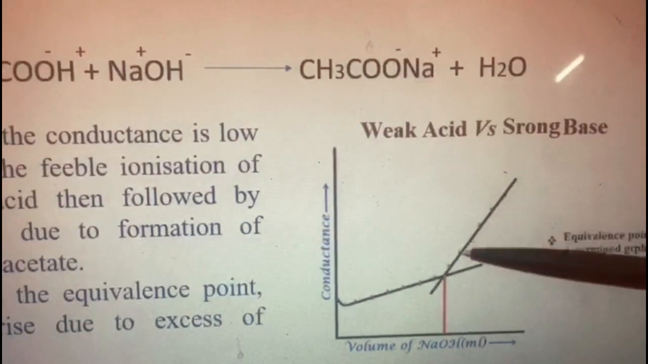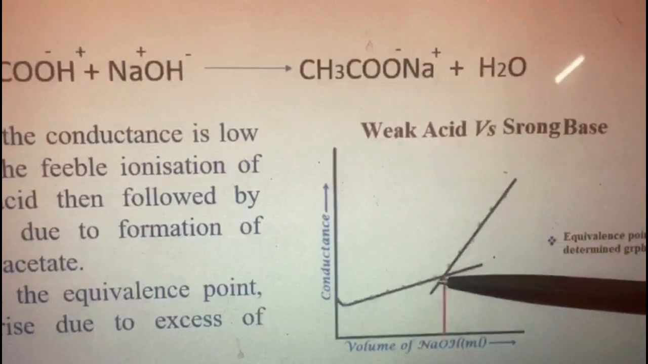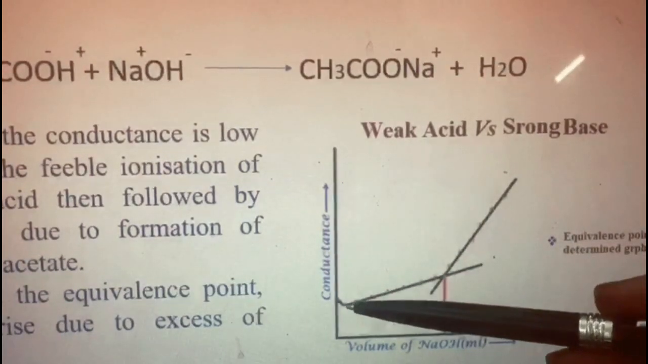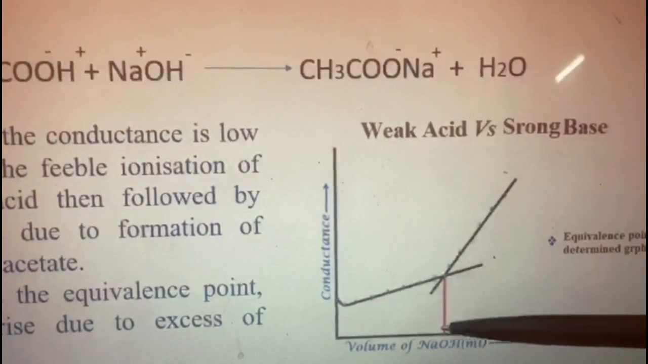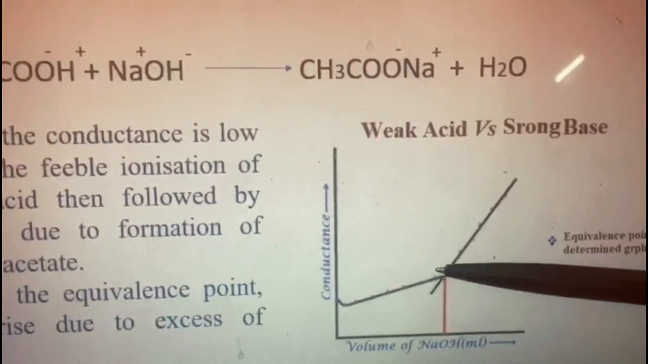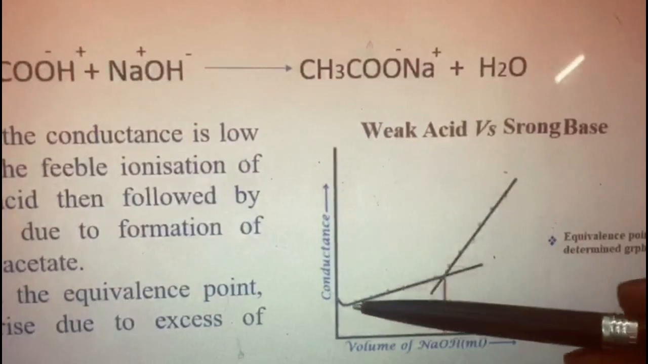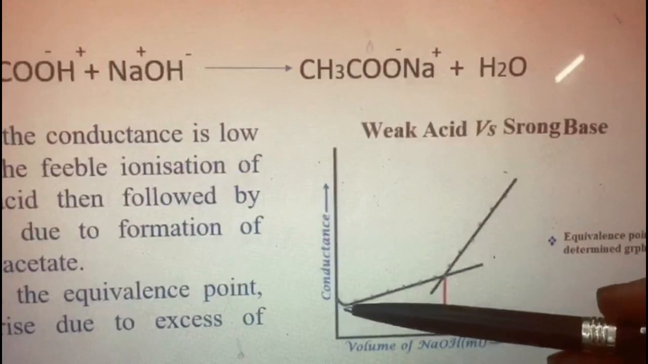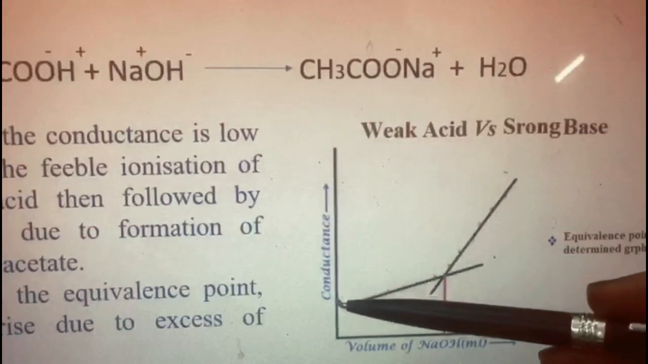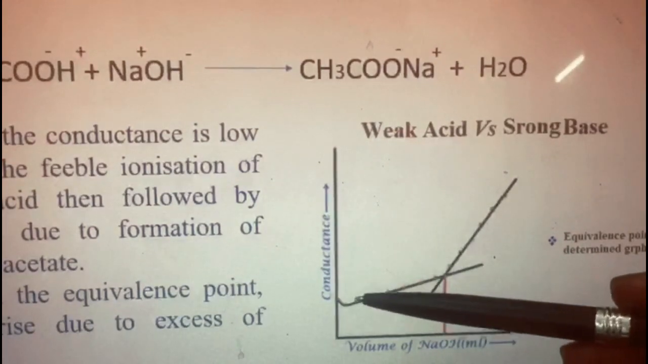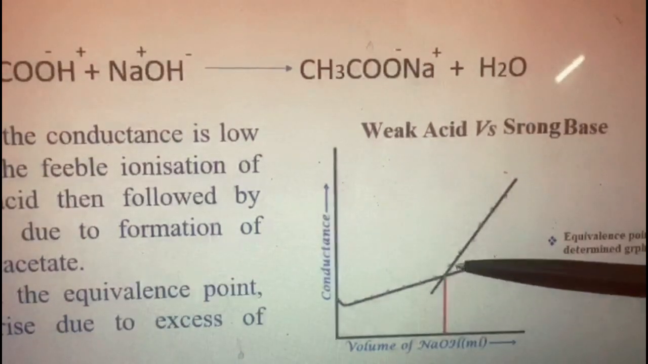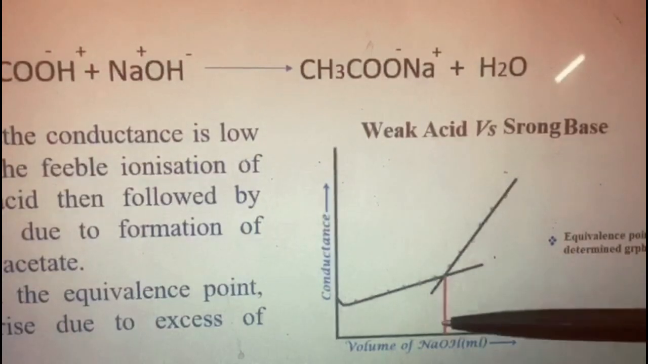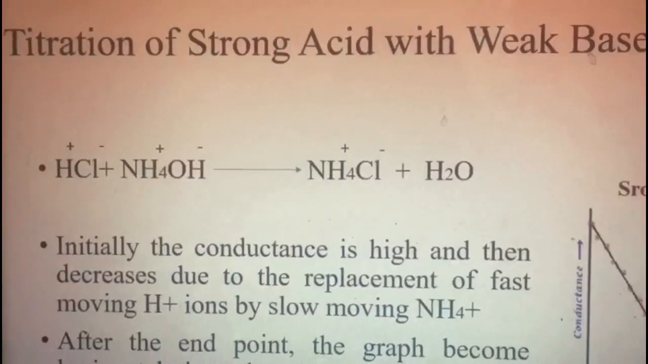Then when you extrapolate the curve here too, we will get two points. One is here, this is also an equivalence point, and this is another point. But this is the equivalence point for this weak acid strong base titration. Here it shows only H plus is used up, then acetate ion is converted into sodium acetate, that is this point, but this is the equivalence point of the weak acid strong base titration. Here we will get the volume of sodium hydroxide.